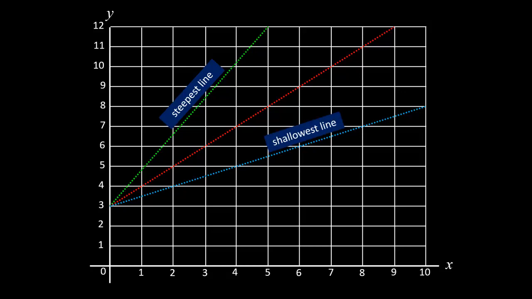Now what we can say is that the green one is the steepest and the shallowest is the blue one. Now we don't think about steepest and shallowest, we use a word to describe how steep the lines are, and that's called the gradient. So the gradient is a measure of how steep a line is. And the green one, we say, has got the largest gradient, and the blue one has got the smallest gradient.